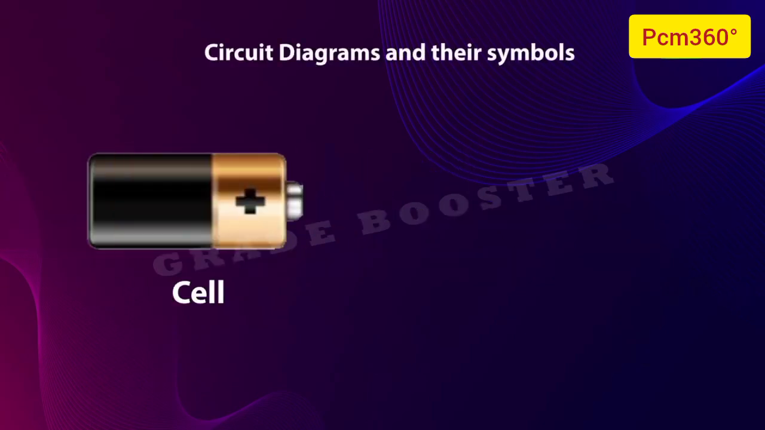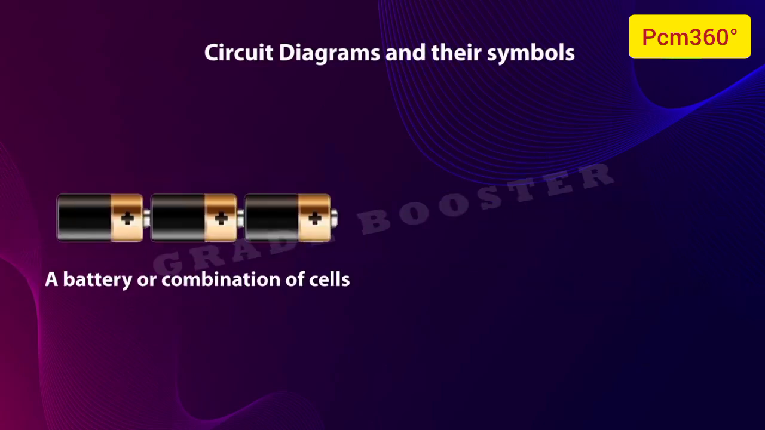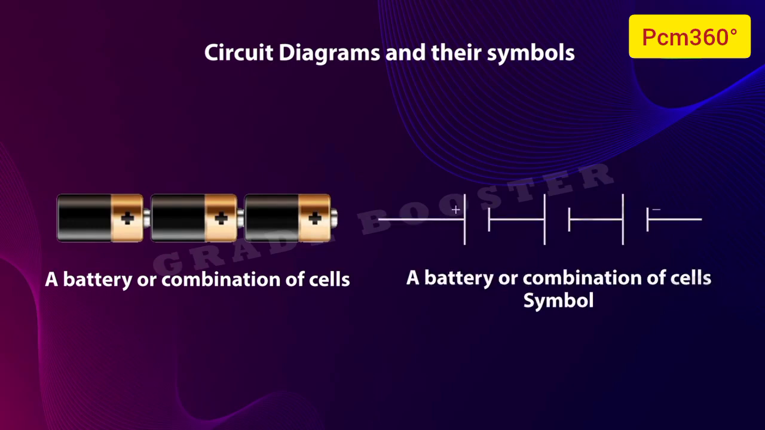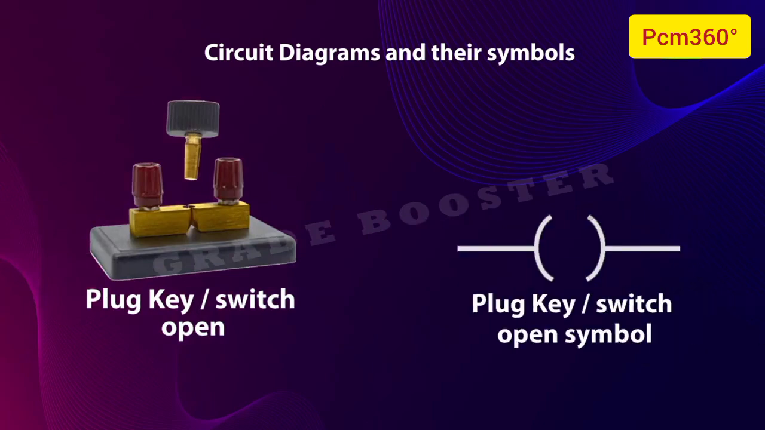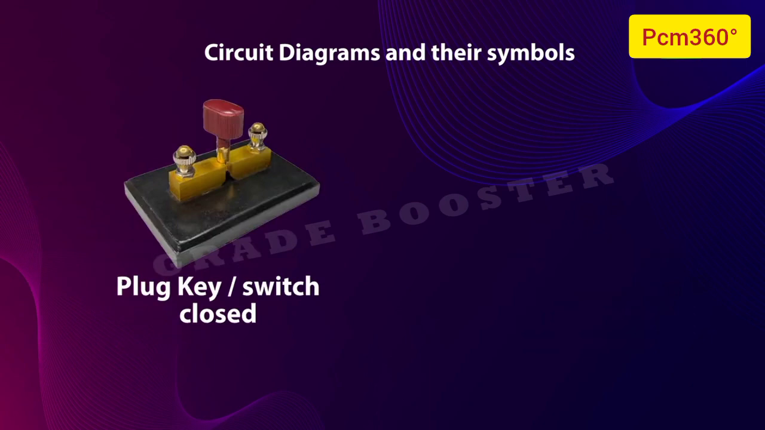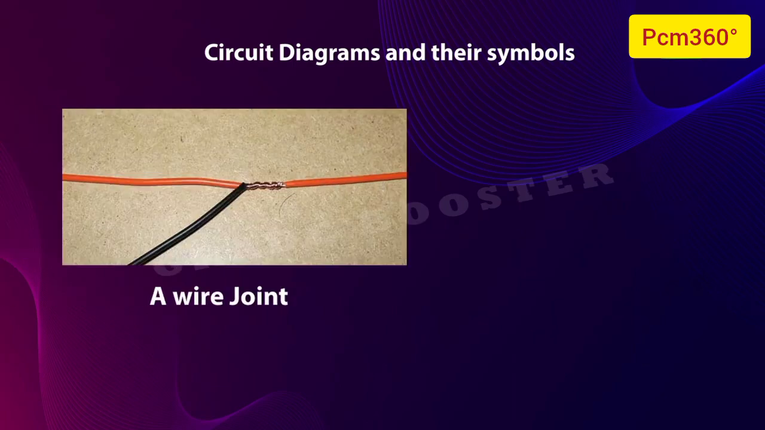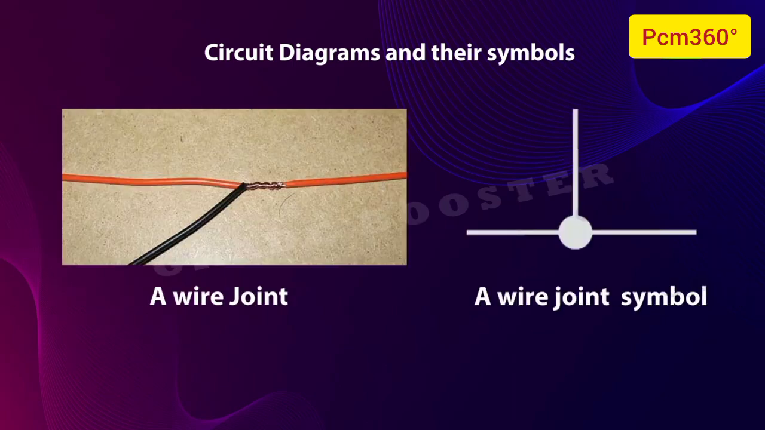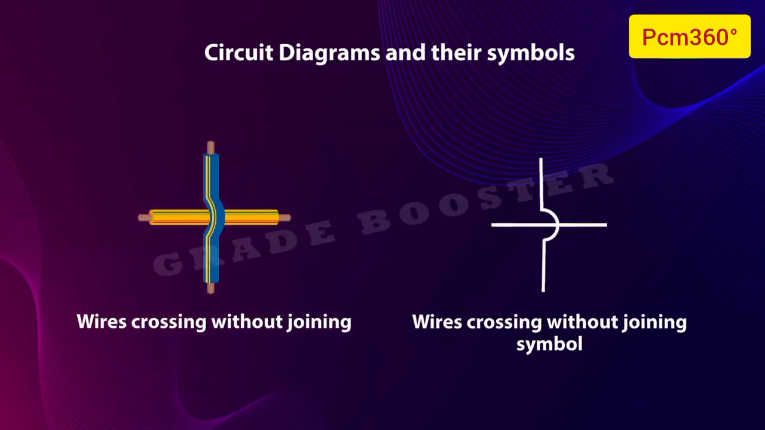This is an electric cell and this is its symbol. A battery or combination of cells and its symbol. Plug key or switch open. This is the symbol of it. Plug key or switch closed. This is the symbol of plug key closed. This is a wire joint and this is the symbol of it. Wires crossing without joining and this is its symbol.